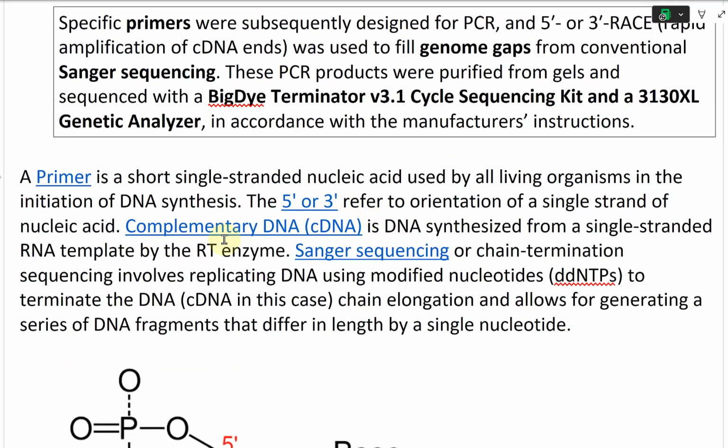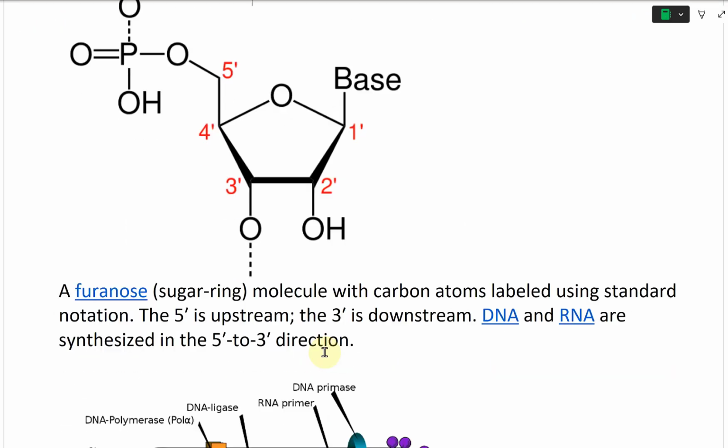Going further here, complementary DNA or cDNA is DNA synthesized from a single-stranded RNA template by the RT, or reverse transcriptase, enzyme. Sanger sequencing, or chain termination sequencing, involves replicating DNA using modified nucleotides, or ddNTPs, to terminate the cDNA chain elongation in this case, and allows for generating a series of DNA fragments that differ in length by a single nucleotide. Interesting. So basically, you would replicate one nucleotide at a time, and by these special ones that terminate after you add that one, which is quite interesting.